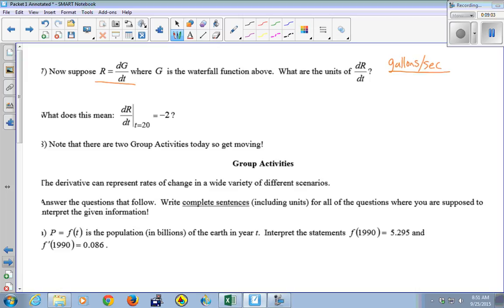Okay? And then my T units are seconds again. So you can think of it as gallons per second per second, or a lot of physics people like to write that as gallons per second squared. So this tells you the rate at which the rate is changing. Right? What special word do we have for that? Acceleration, yeah.